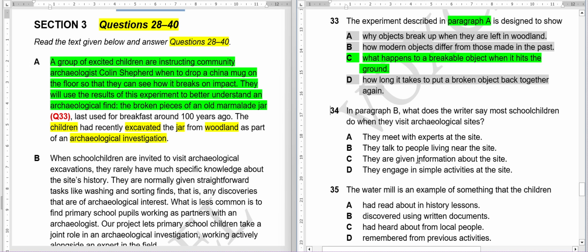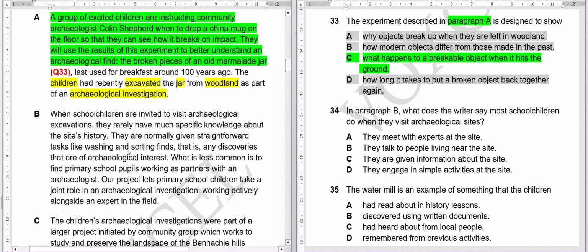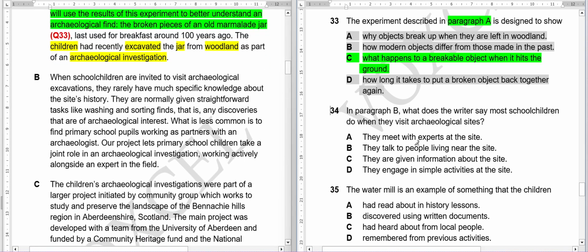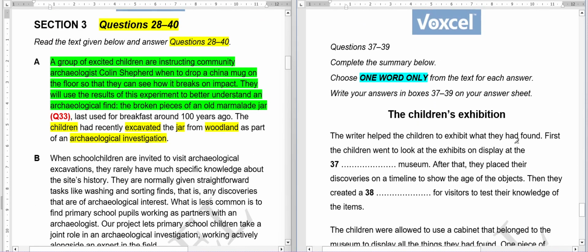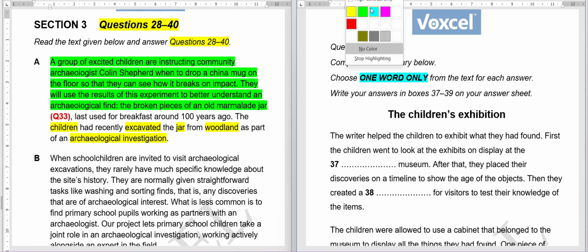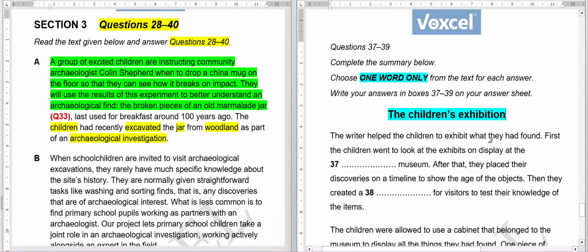Let's see the 34th in paragraph B. Okay, so we know in paragraph B we will find the answer to question number 34. And before that, let's see one word only, the children's exhibition. In whatever paragraph there is mention of exhibition or children's exhibition, only then should we read these questions. Otherwise it's just a wastage of time, because we know from the questions heading itself it should be something about exhibition. So the answer will revolve around exhibition. There is no mention of exhibition here, so there is no need to read this.